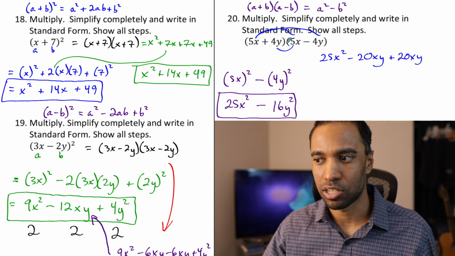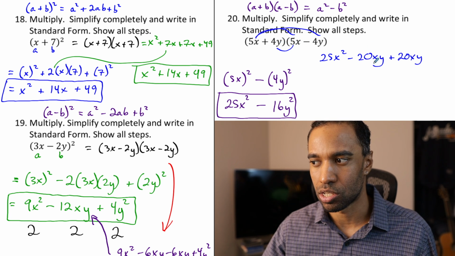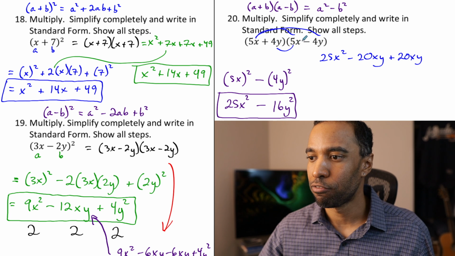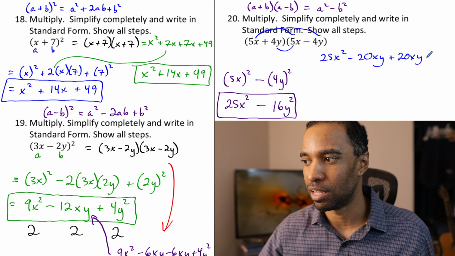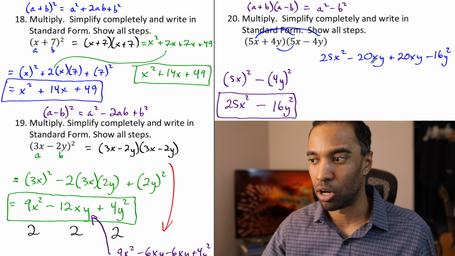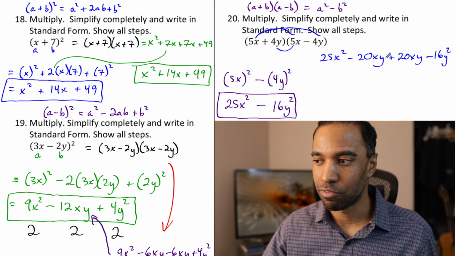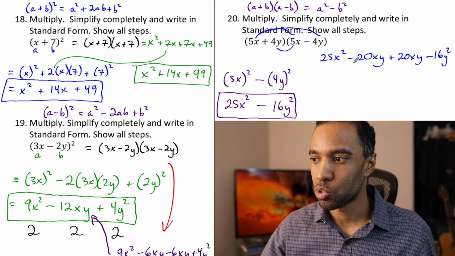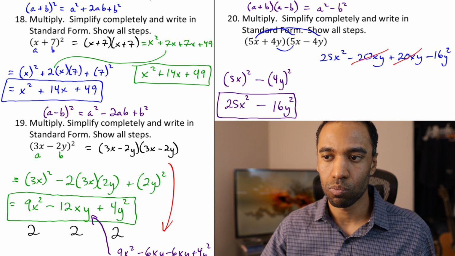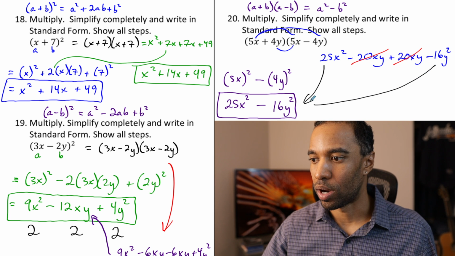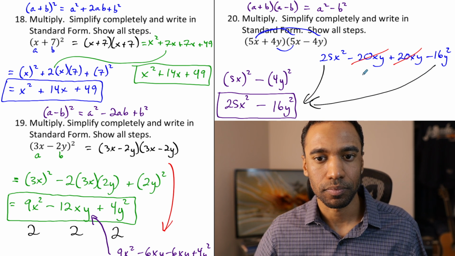Notice I'm going to write the x term first and the y second to make sure I know what can combine. That's why we do the alphabetically first thing. And 4y times negative 4y is negative 16y squared. Now notice what happens when we combine like terms in the middle, because they can combine. I got a negative 20 plus 20, that becomes 0. So negative 20xy plus 20xy actually cancel out. And what's left? 25x squared minus 16y squared.